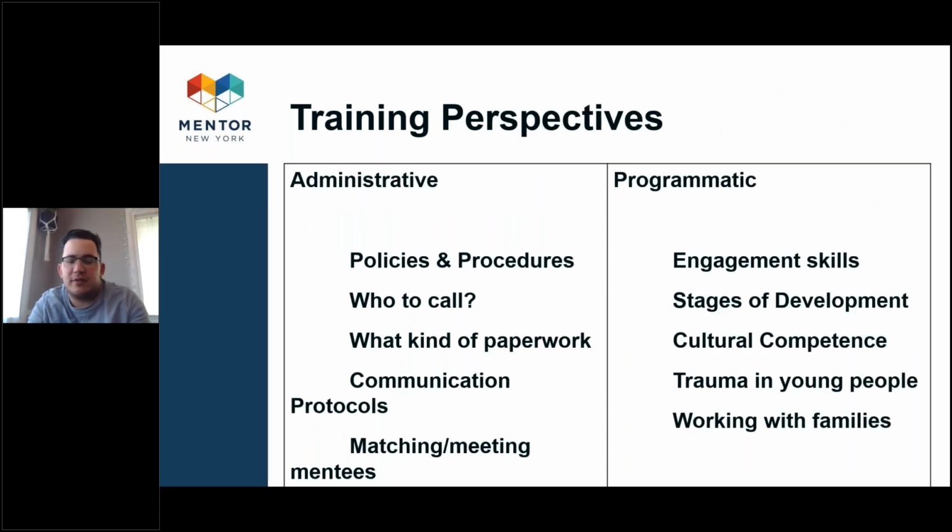So again, a few other topics to make sure get addressed: policies, procedures, who to call if there's an issue, what kind of paperwork we're dealing with, what kind of communication protocols, what the matching and meeting is going to look like. We want to make sure they're walking into that feeling prepared. And then again, some of these programmatic pieces, right? Engagement skills, stages of development, cultural competence, trauma, family engagement.